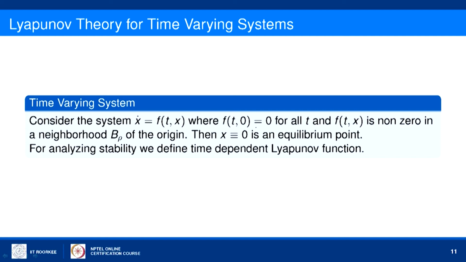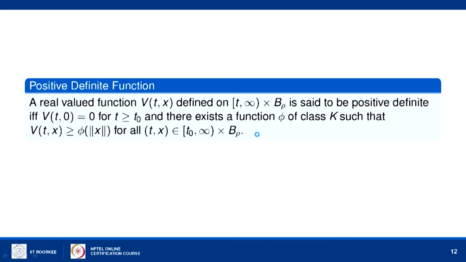F should satisfy the condition f of t comma 0 equal to 0, as well as f of t comma x is non-zero in a neighborhood of the origin. So, then x equal to 0 is the isolated equilibrium point, and its stability can be analyzed by Lyapunov theory. So, for the time varying system, the Lyapunov function also should be a time dependent function. So, that has to be defined like this.